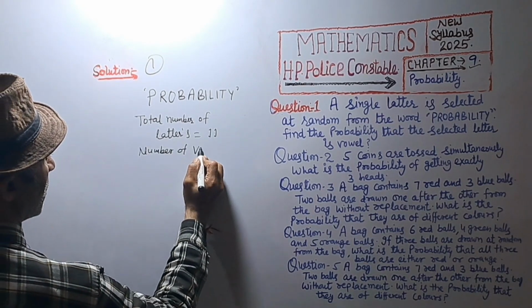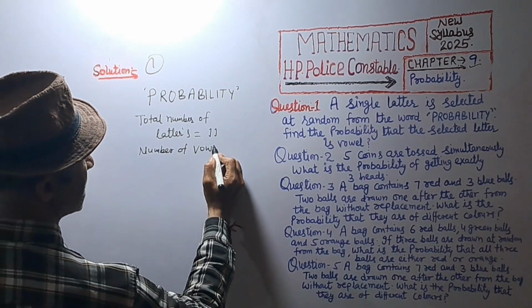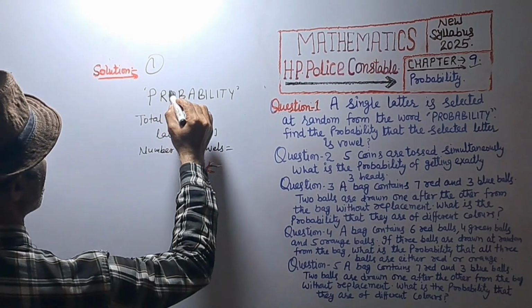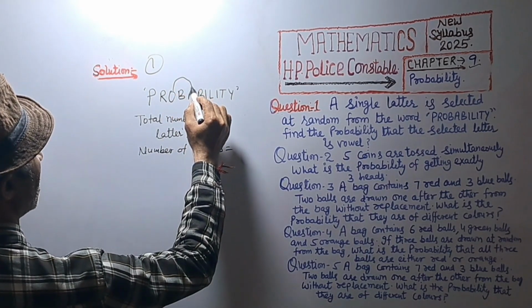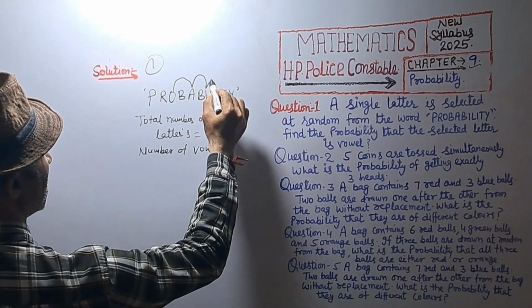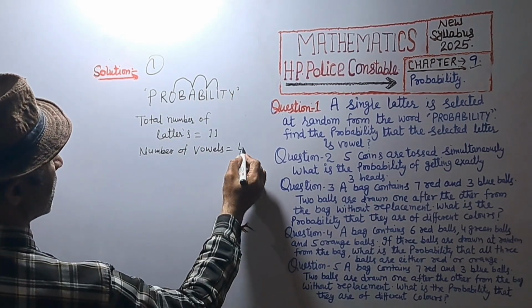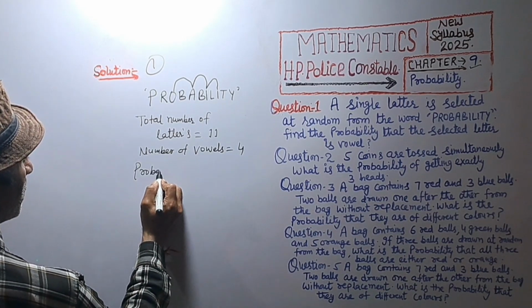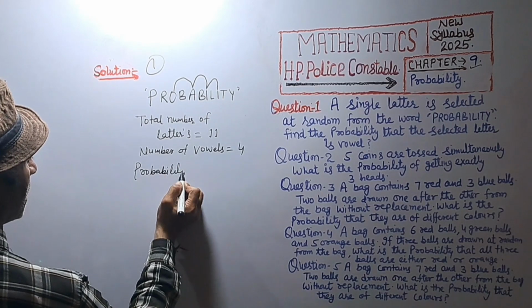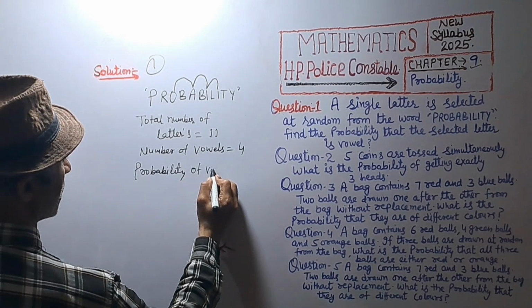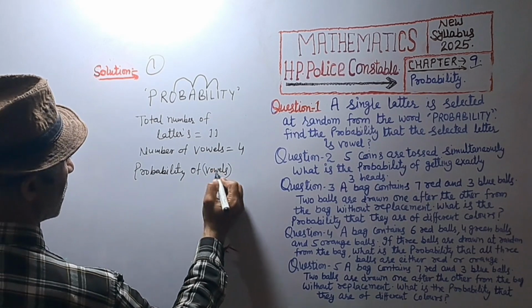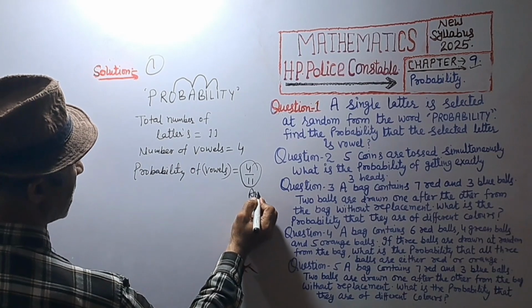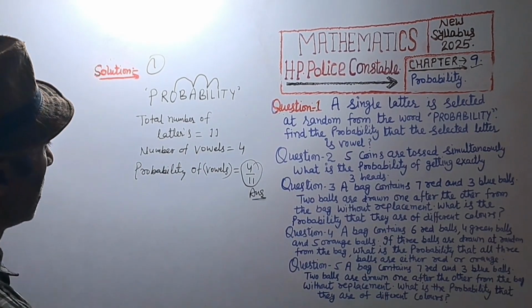Number of vowels equal to 1, 2, 3, 4. That is equal to 4. Probability of vowels equal to 4 upon 11. Answer.